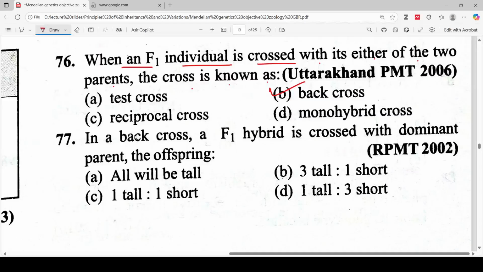Next question. In a back cross, an F1 hybrid is crossed with the dominant parent. The offspring all will be tall. Next question.